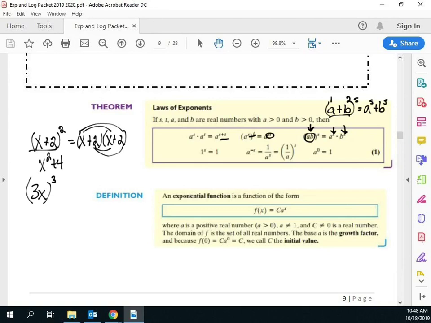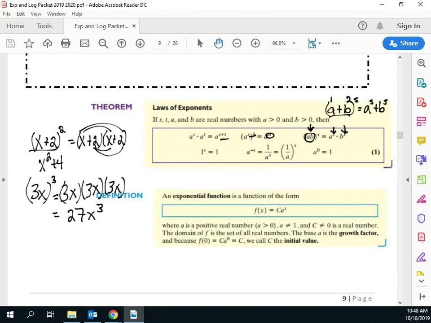3x to the 3rd power. Well, let's just go ahead and expand it. Let's do the long version of this. And now let's look at this. What's 3 times 3 times 3? We're almost there. What's x times x times x? There you go. Okay, do you see the difference between the binomial and the monomial being raised to a power? Good, please recognize that. Okay?